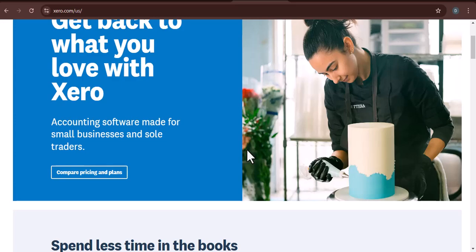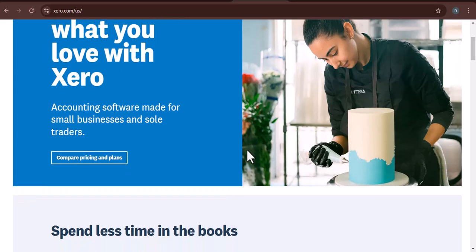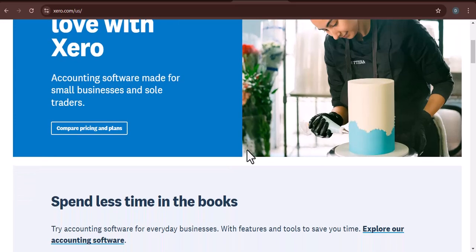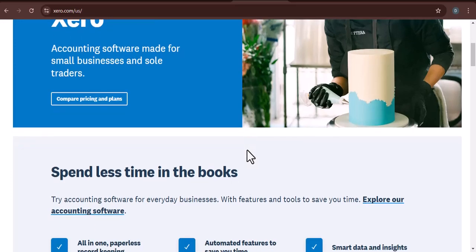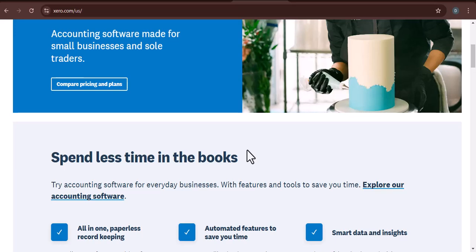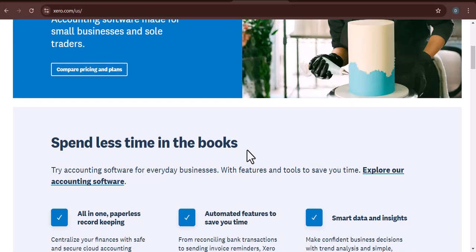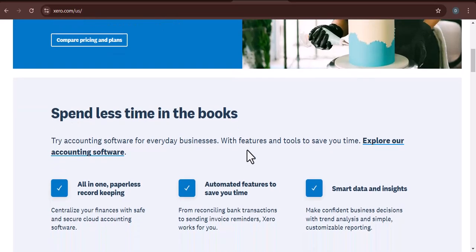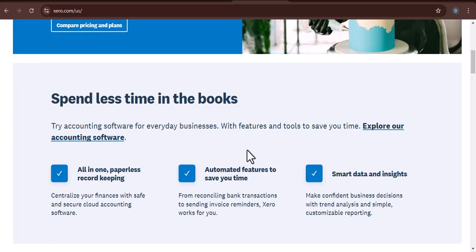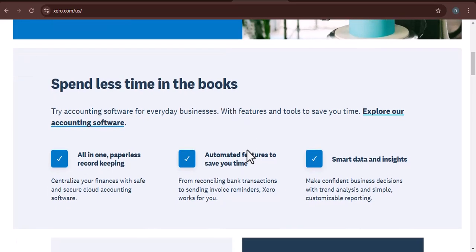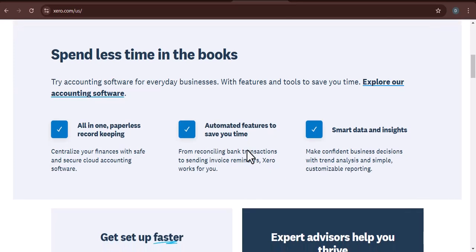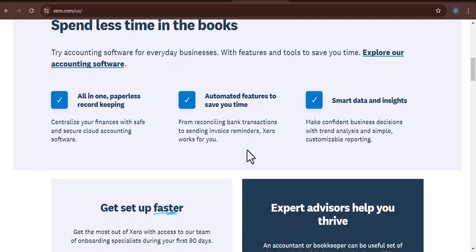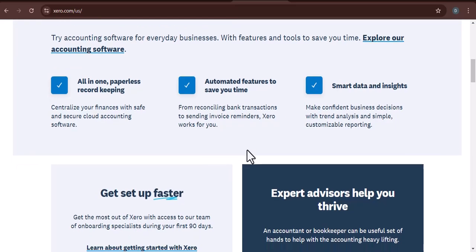Improved cash flow visibility. Real-time data from bank feeds provides a clear and up-to-date picture of your cash flow. This allows you to make informed decisions about spending, invoicing, and managing your finances effectively. Increased efficiency. Streamlined workflows and automated processes increase overall efficiency within your accounting function. This allows you to close your books faster and gain quicker insights into your financial performance.